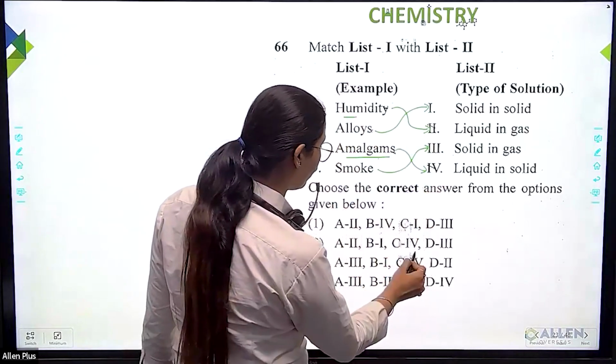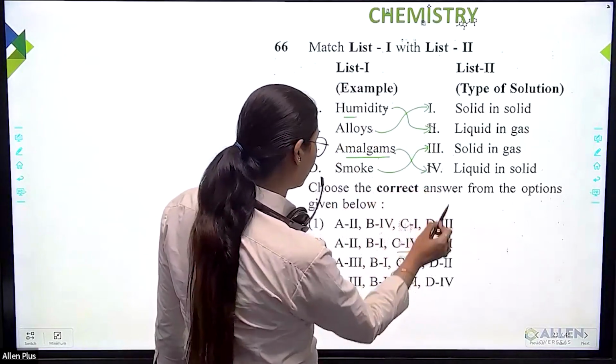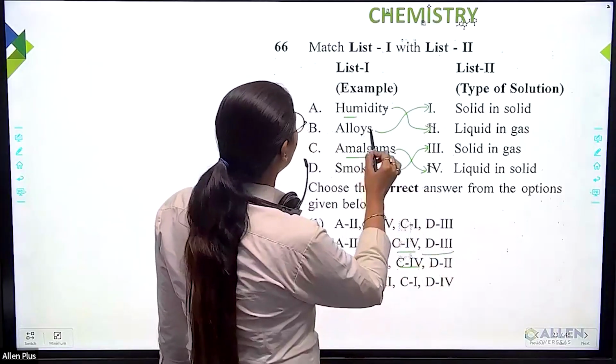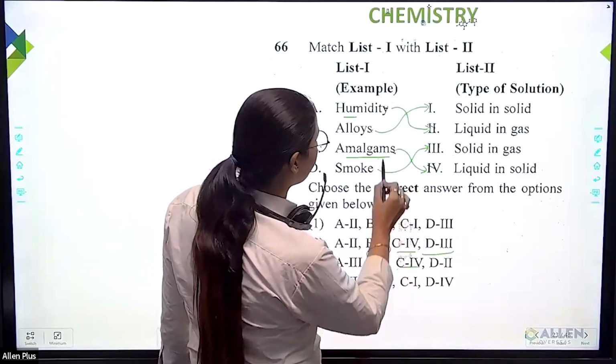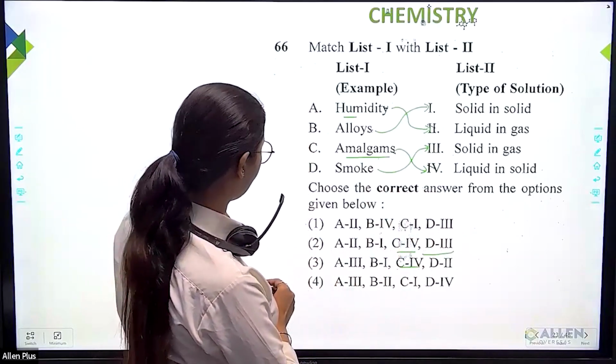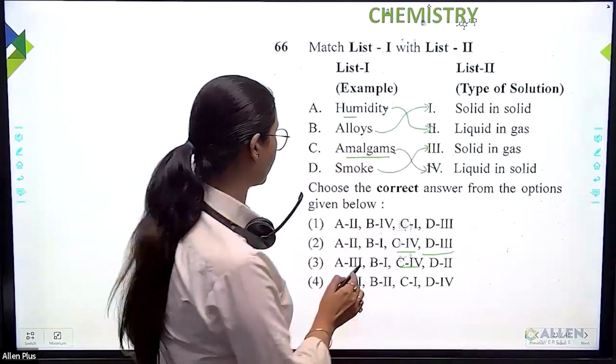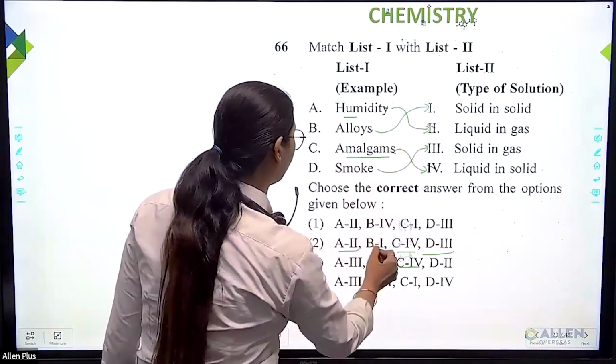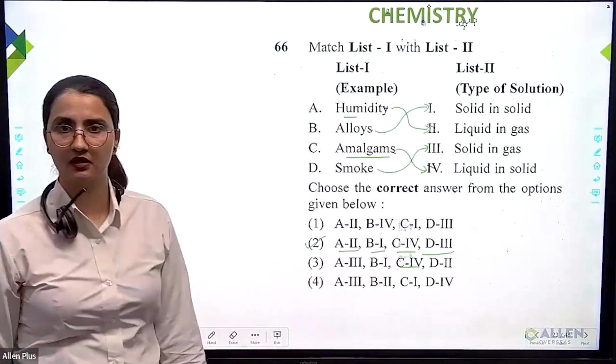So C4, D3, B2, no, sorry, it's A2. So sorry, A2, B1. Option 2. Right?